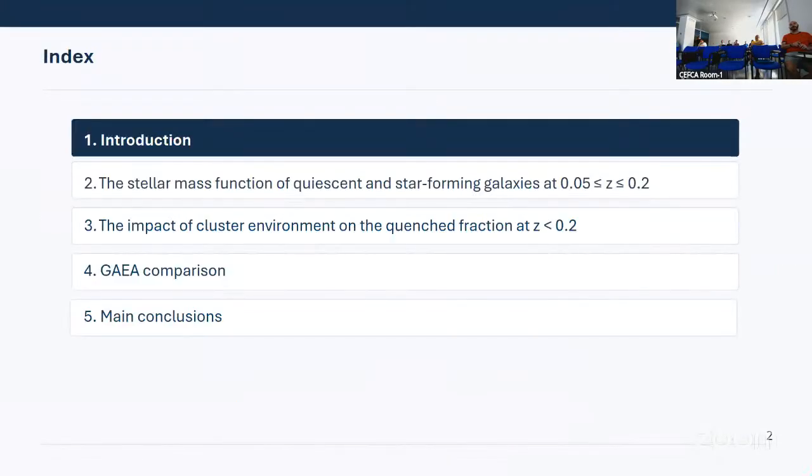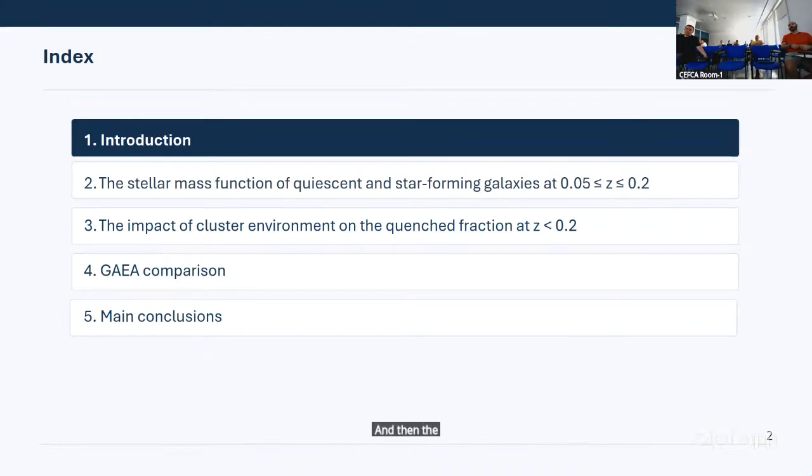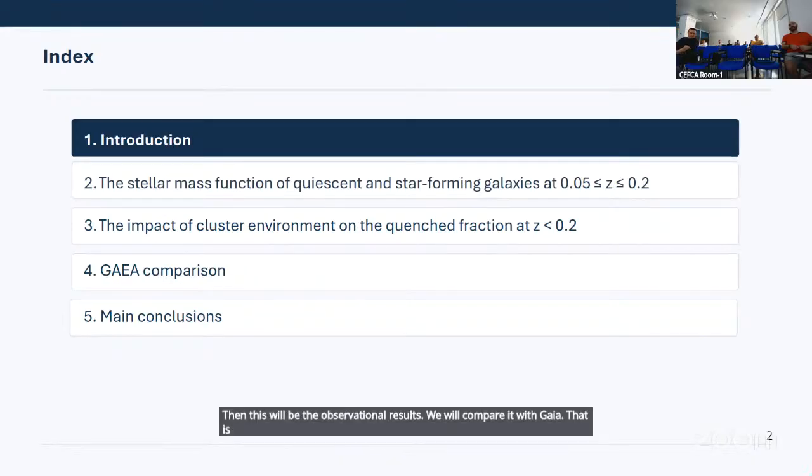So basically, we will have a scientific introduction to put things in context. Then we'll show some results from the first part of the thesis about the stellar mass function of collision of subatomic galaxies in J-PLUS at low redshift. And then the main part of the thesis is the work on the impact of the cluster environment on the point structure. Then these will be the observational results. We will compare them with GAEA, which is an analytical model, and we will have some main conclusions.